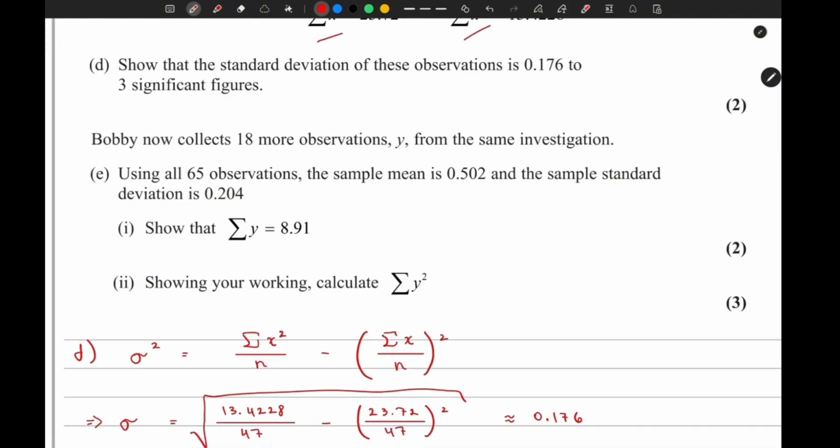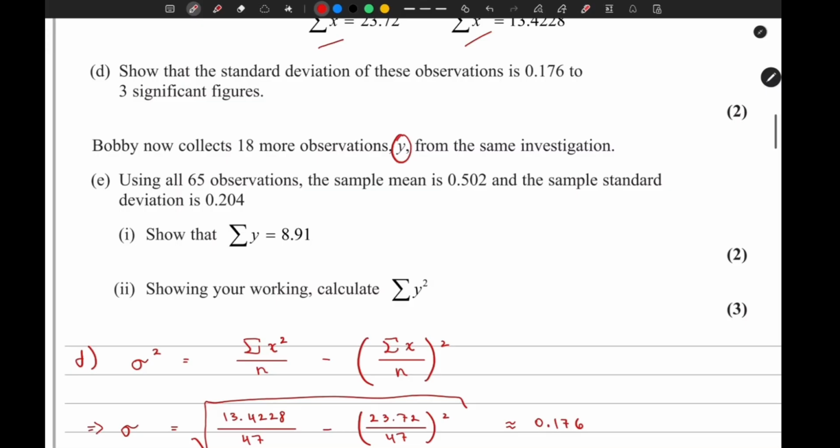Now for the next question, Bobby now collects 18 more observations, which is y. So the summation of all of the 18 observations will be, okay, so we do not know the values. Using all 65 observations, the sample mean is 0.502 and the sample standard deviation is 0.204. Now the first thing we need to show is that the summation of y is equal to 8.91.